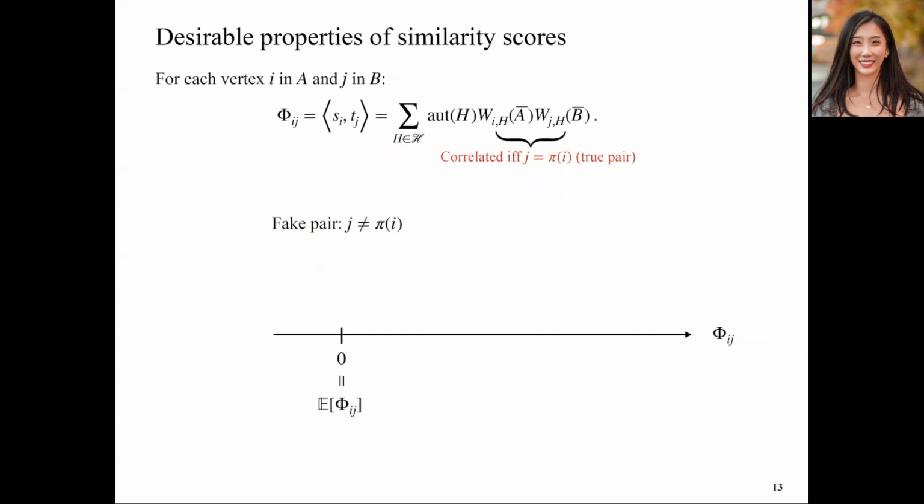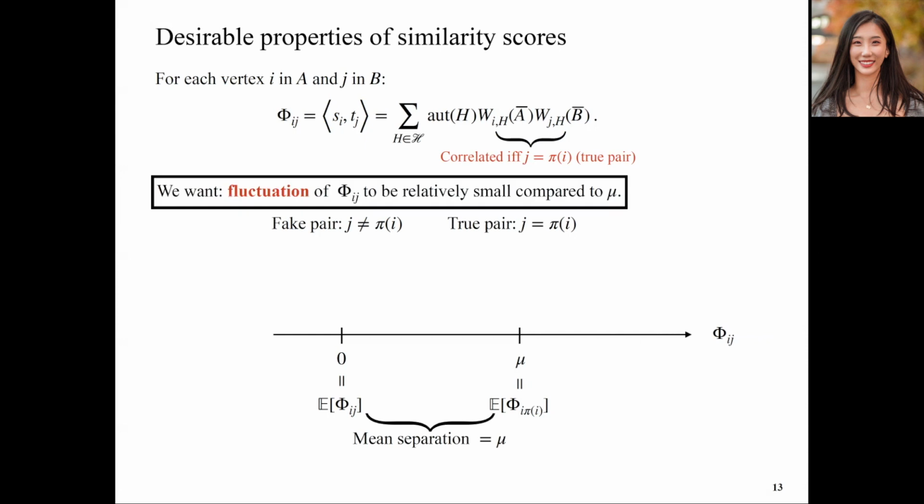Having this property, we can compute the expectation of the score in the case when i and j are a true pair, and in the case when they are a fake pair. Because we know these two terms are uncorrelated if i and j are a fake pair, the expectation of the score is always equal to 0. And when i and j are a true pair, the expectation of the score will be some quantity far away from 0, and we denote the expectation as mu. This is called the mean separation under these two cases.